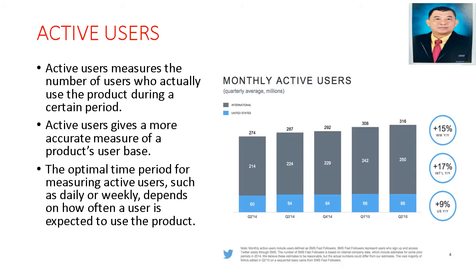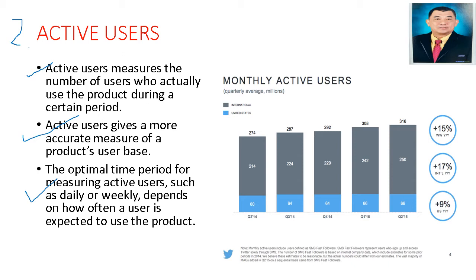The second product engagement metric is active users. Active users measures the number of users who actually use the product during a certain period. Active users provides a more accurate measure of a product's user base. The optimal time period for measuring active users could be daily, weekly, or it depends on how often a user is expected to use the product.